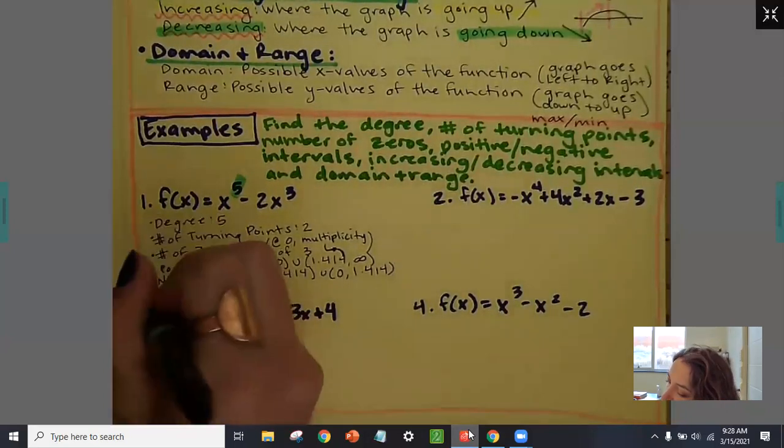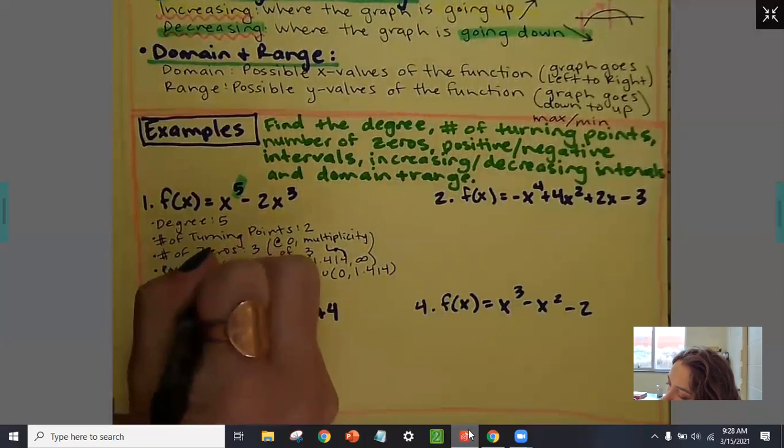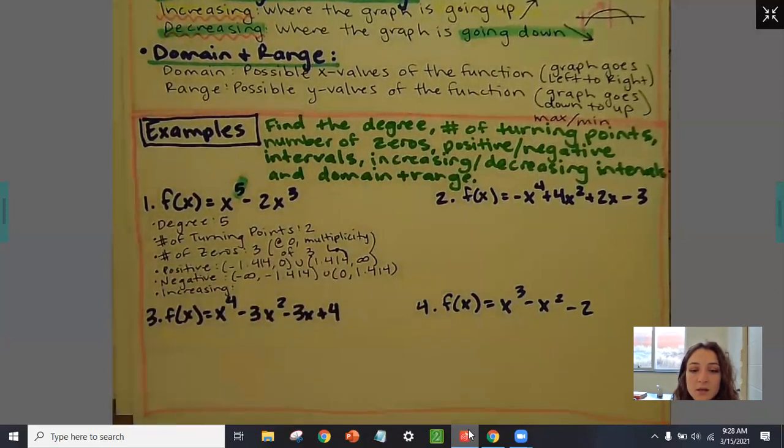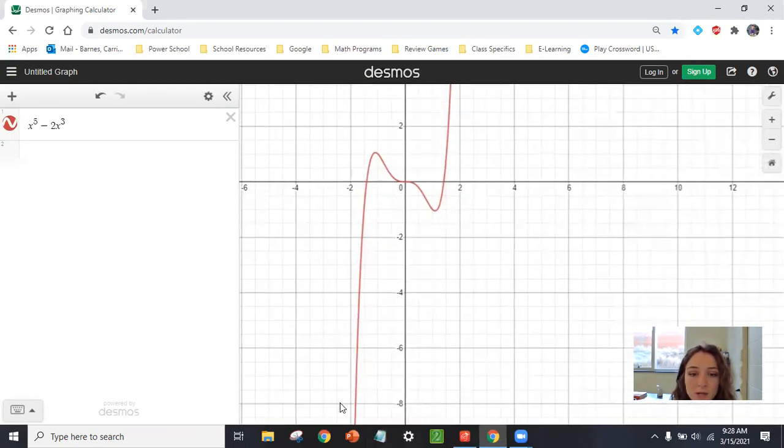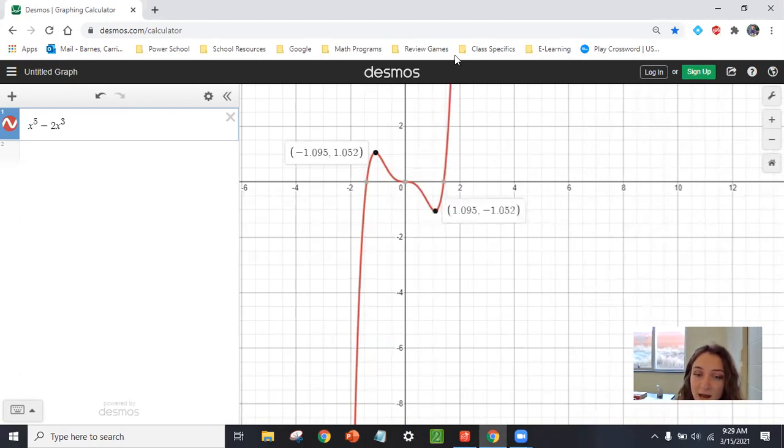All right, so now let's look at increasing and decreasing. This function is increasing. Imagine that you're on a roller coaster. Coming up right here, increasing all the way from negative infinity up until this point right there, so from negative infinity until negative 1.095. And we're only using the x values. Then it's decreasing, decreasing, and then it starts increasing again after this point right here, so from 1.095 all the way to positive infinity.